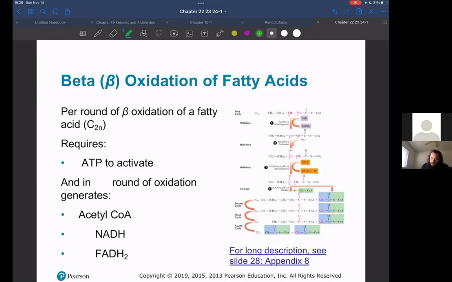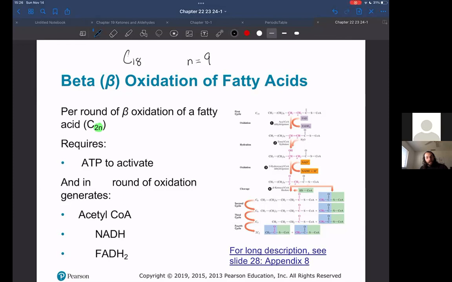Let's do it again, but with this generic compound that has 2N carbons. So for example, if it was C18, that would mean that N equals 9, right? Because the total number of carbons is 2 times N. So this is this generic formula that I worked out for you guys that can kind of simplify things.